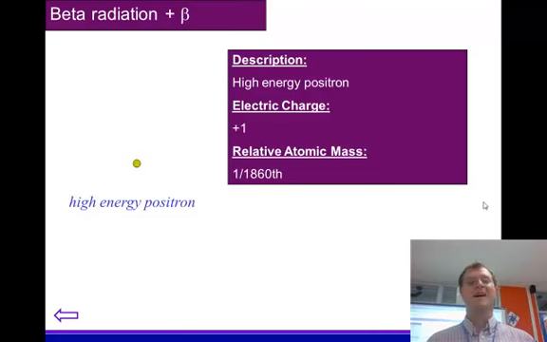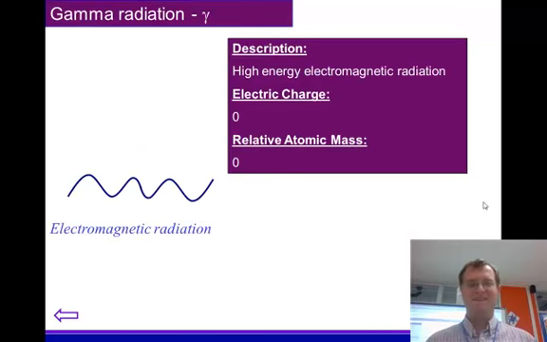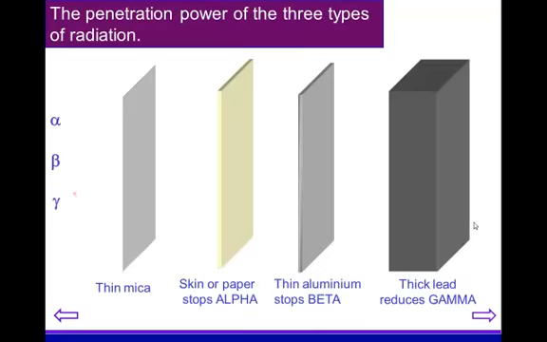So we've got alpha radiation and beta radiation. And finally we have gamma radiation. Gamma radiation is electromagnetic radiation of a very high energy. So it has no charge, it has no mass, but it is transferring a large amount of energy. Now, those are the basics of what they are, but their characteristics can be looked at in a little more detail.